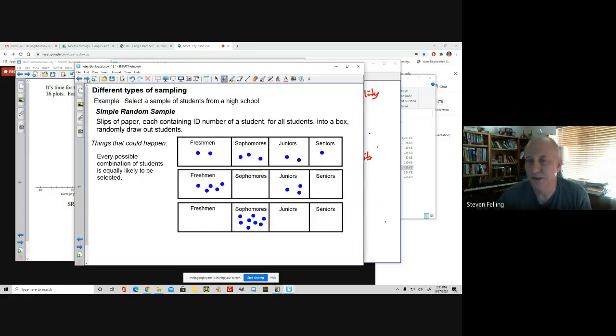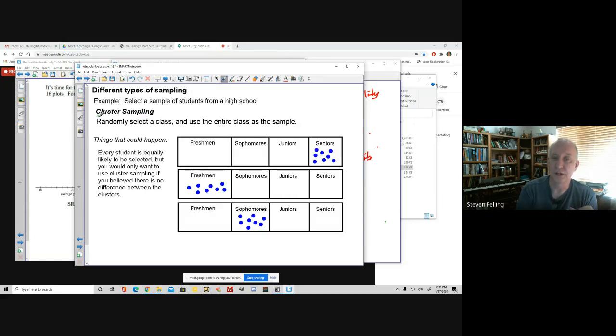Just to emphasize the difference, let's take an example of a high school. Let's say we have freshmen, sophomores, juniors, and seniors, right? If you do a simple random sample, then that means you're going to maybe put slips of paper, each containing the ID of a single student for all the students in a box and randomly draw them out, or use a random number generator to select some number of students' names. So there's a lot of different things that can happen with an SRS. You're probably going to get some from each class, right? But you could theoretically get just freshmen and juniors and no sophomores or seniors happen to get included, right? Or it would be pretty unlikely if you took a big sample, but you could get just sophomores. All of these things can happen with a simple random sample.